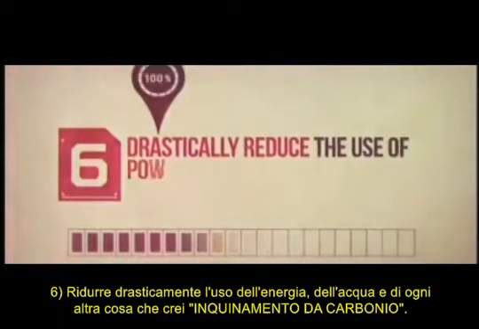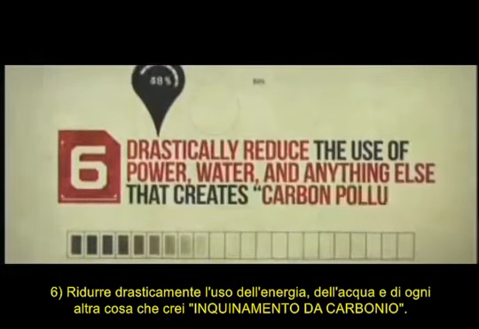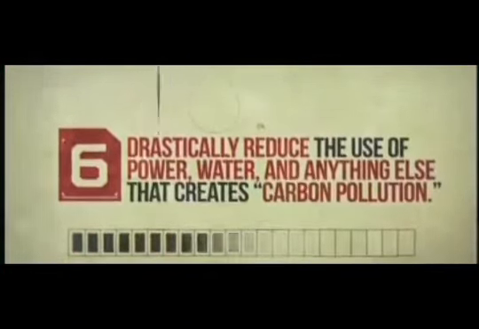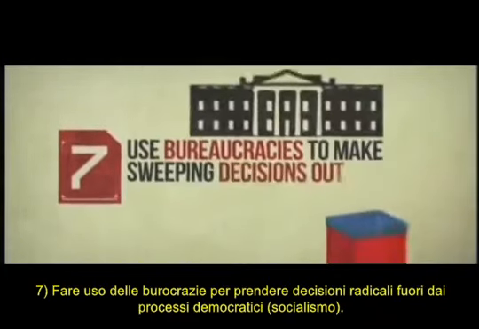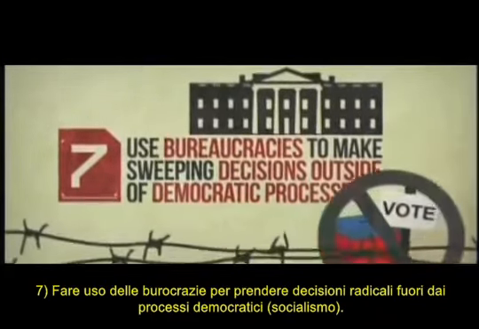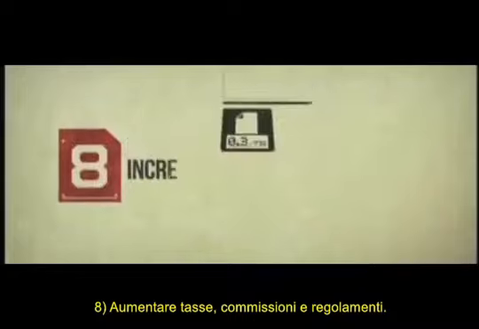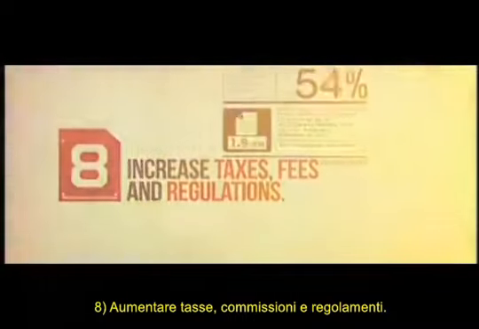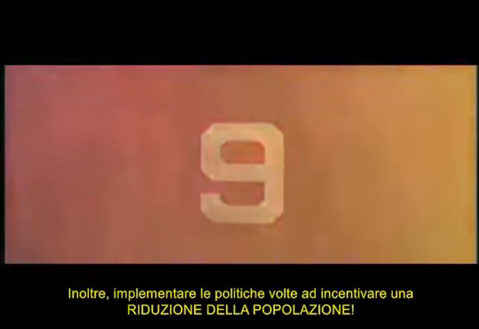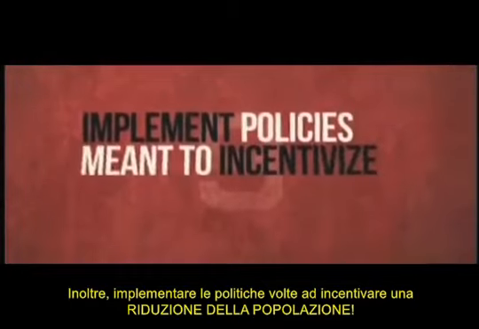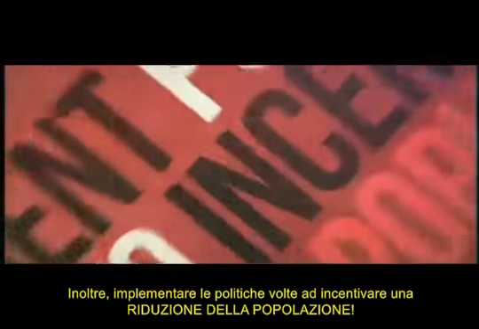Drastically reduce the use of power, water, and anything else that creates carbon pollution. Use bureaucracies to make sweeping decisions outside of democratic processes. Increase taxes, fees, and regulations. And finally, implement policies meant to incentivize a reduced population.